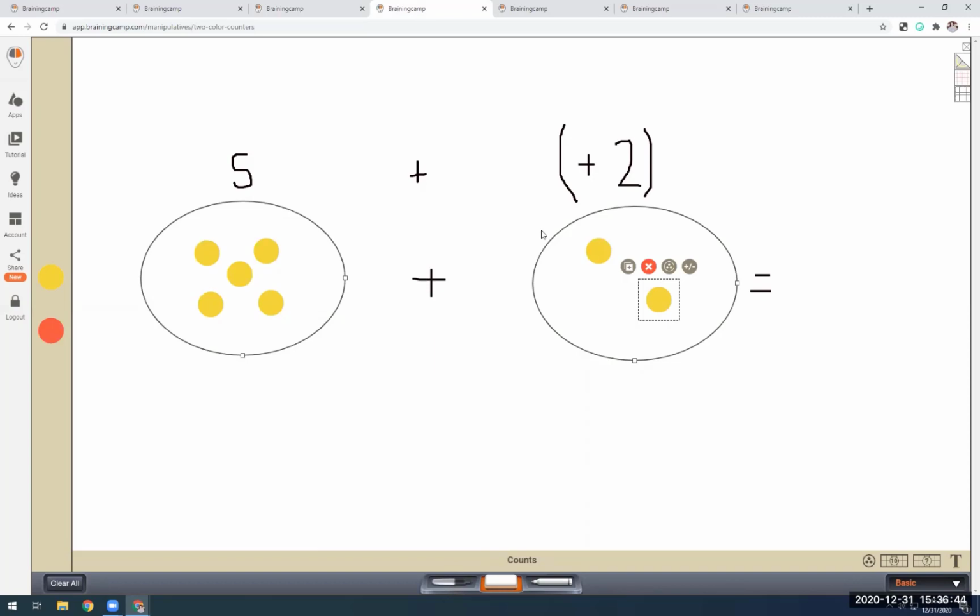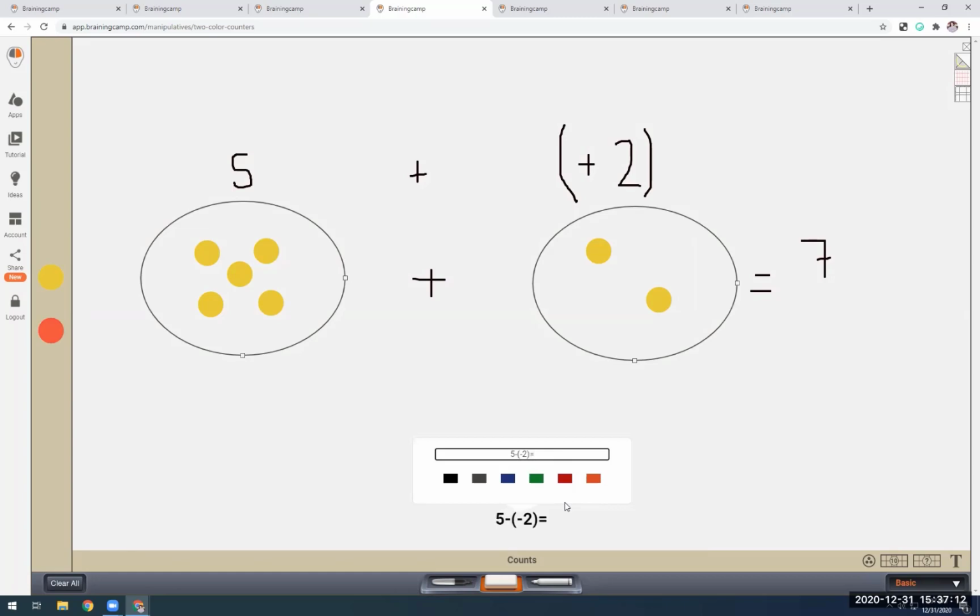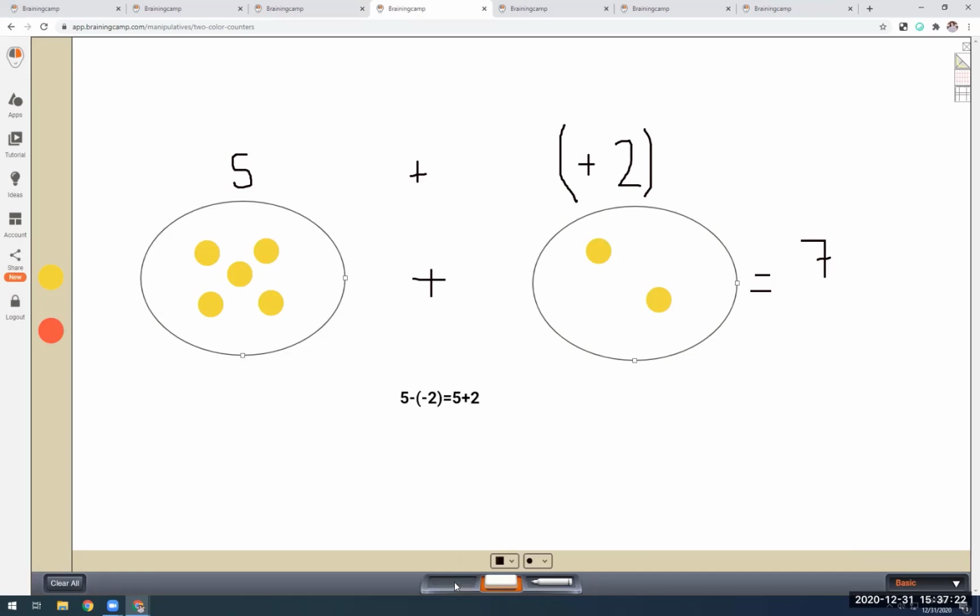When I activated that switch, it changed my sentence to 5 plus a +2, which equals 7. Let me show you how this worked. All right, so we had 5 minus a -2. That is equivalent to 5 plus 2. These are equal to each other. That subtraction sign activated, and it switched this to a +2, and it made it 5 plus 2.